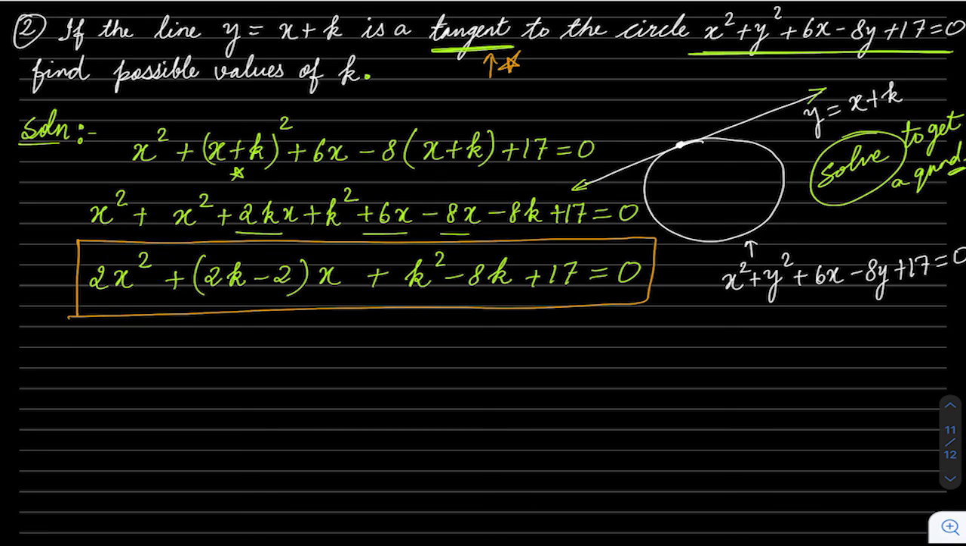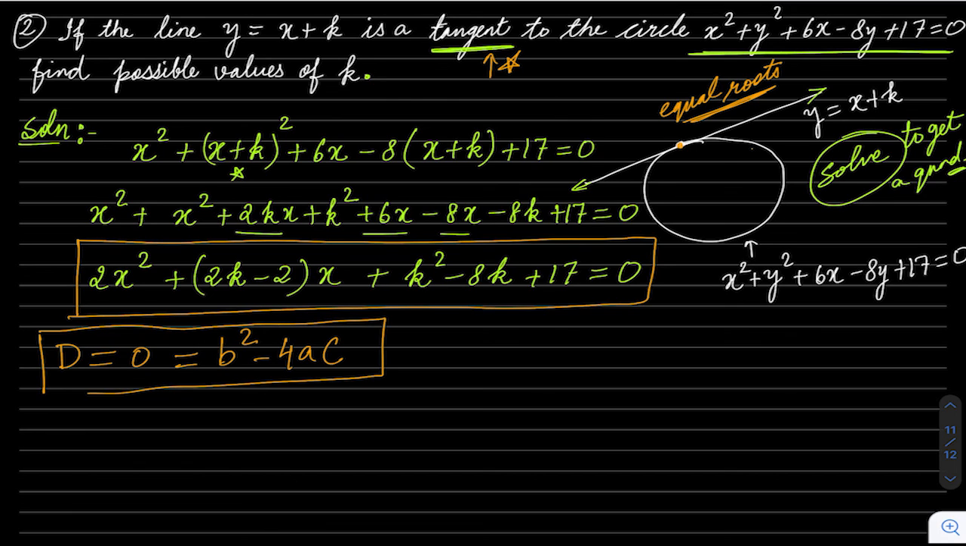So now you have to think a little bit. In this question they have said that this is a tangent, and we know if you solve line and circle you should get only equal roots, and equal roots means the discriminant of the quadratic should be 0. Discriminant is nothing but b square minus 4ac. This is important.